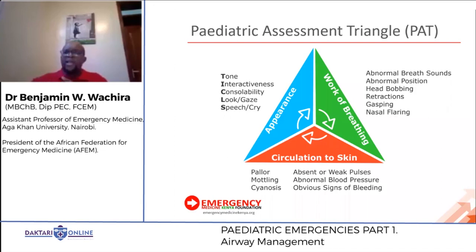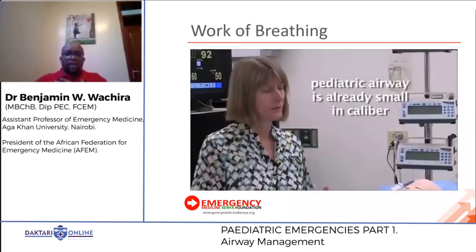Note, in an adult, we talk about respiratory rate, but here it's work of breathing. How much work is it taking this child to breathe? So what you're looking for is any abnormal sounds, abnormal positioning, head bobbing, breathing too much, retractions, subcostal, intercostal, suprasternal. We'll show some of this. Are they gasping? Is there nasal flaring? So what is their work of breathing? Note, I'm not asking what's their BP or their rate, but what's their work of breathing?